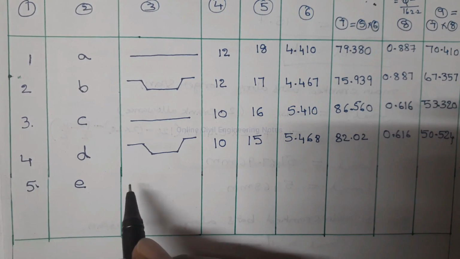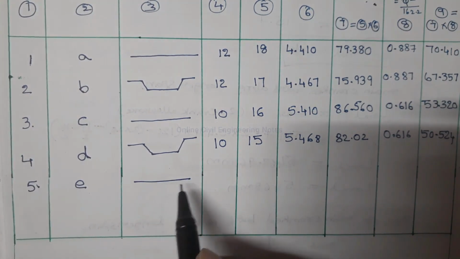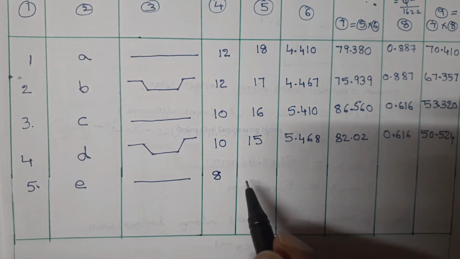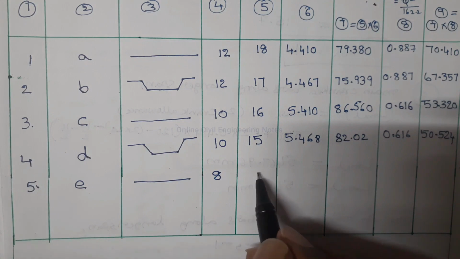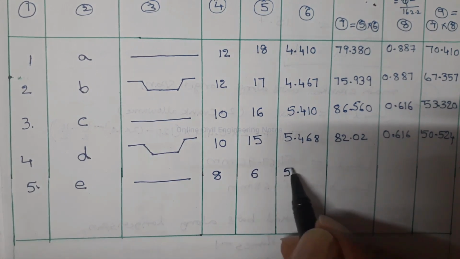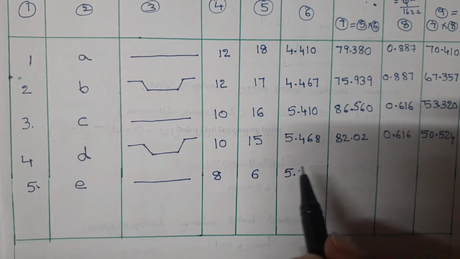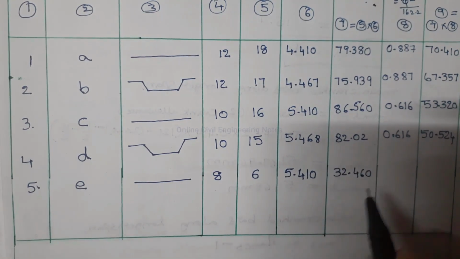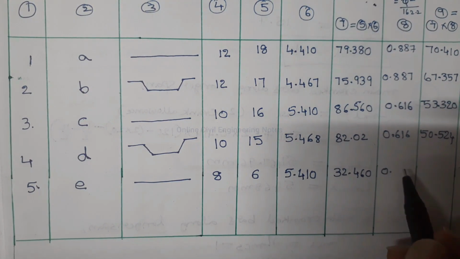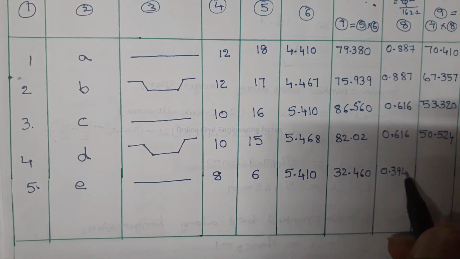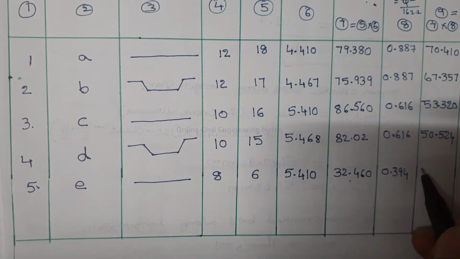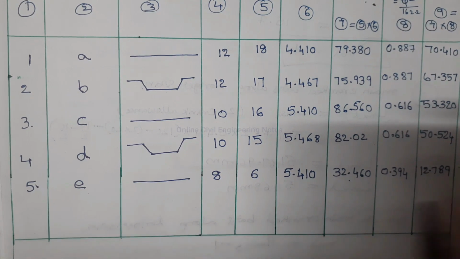Next one is E, which is the hanger bar or anchor bar along the shorter span. Diameter of hanger bar is equal to 8 mm. Number of bars are 3 plus 3, 6 numbers. Length of one hanger bar along shorter span is 5.410 meters. Total length 32.460 meters. Weight per meter length of steel is equal to 8 square by 162, 0.394 kg per meter. Total weight is equal to 32.46 into 0.394, 12.789 kgs.